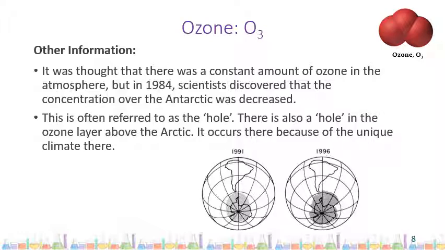So other information: it was thought that there was a constant amount of ozone in the atmosphere. However, in 1984, scientists discovered that the concentration over the Antarctic had decreased. And so it was known as a hole in the ozone layer. There's also one above the Arctic, so we see that on both poles. It occurs there because of the unique climate. Again, this is other information. It's highly unlikely that this would be tested. It's just for your information.